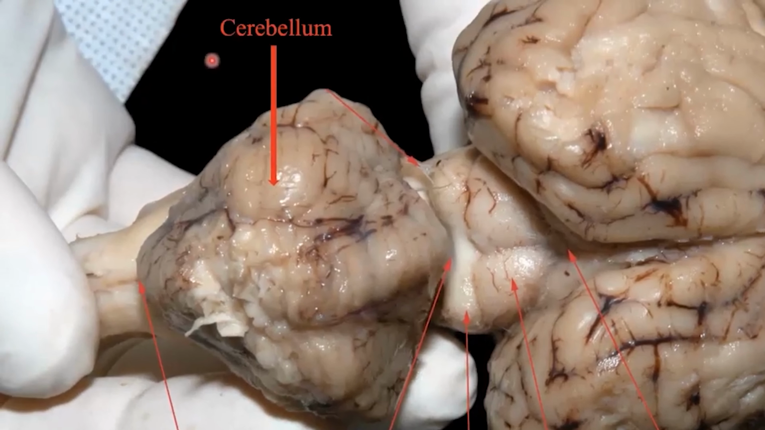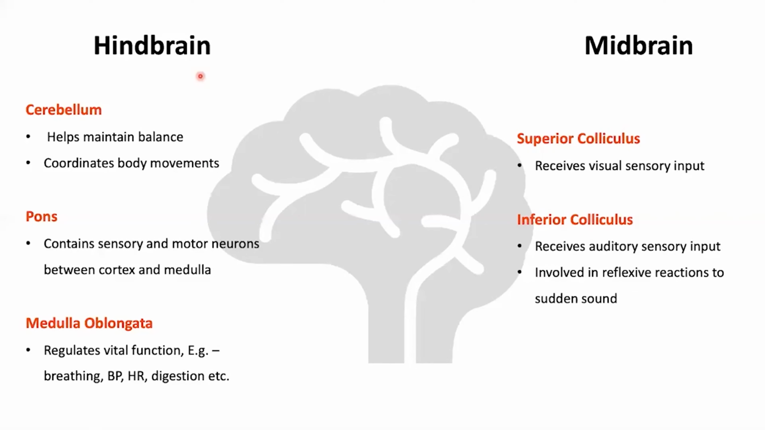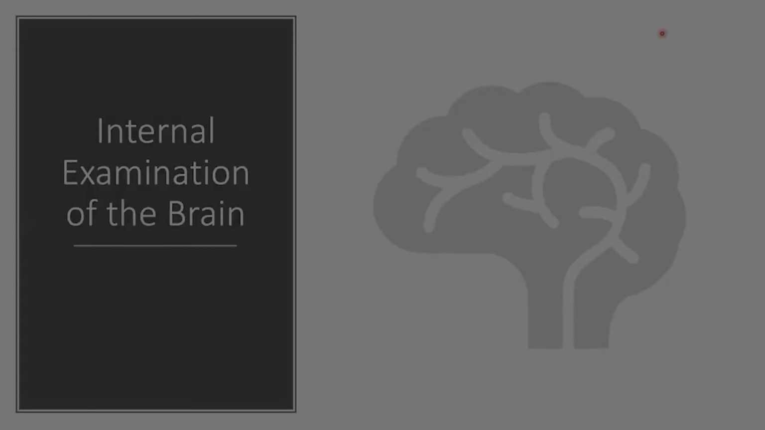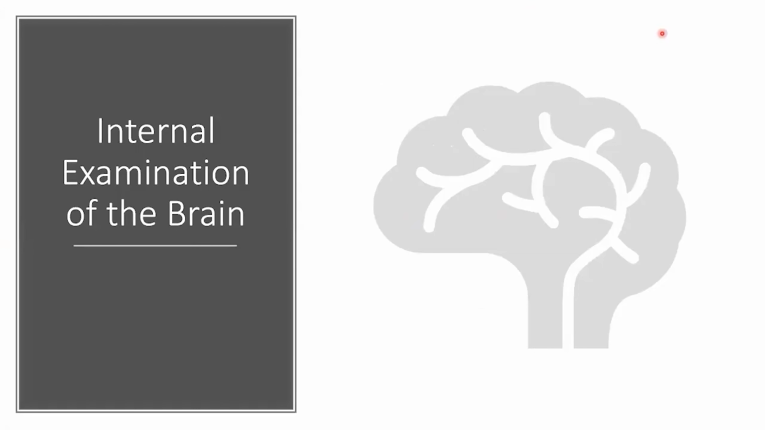And then you have the cerebellum, which all in all controls body coordination and bodily movement. So a very important part of your brain with complex function. And moving on now to the quick summary of the two. Again, here I've listed the cerebellum, pons, and medulla oblongata, which are all part of the hindbrain, and the superior and inferior colliculus or colliculi, which are part of the midbrain. And now we'll go into an internal examination of the brain.